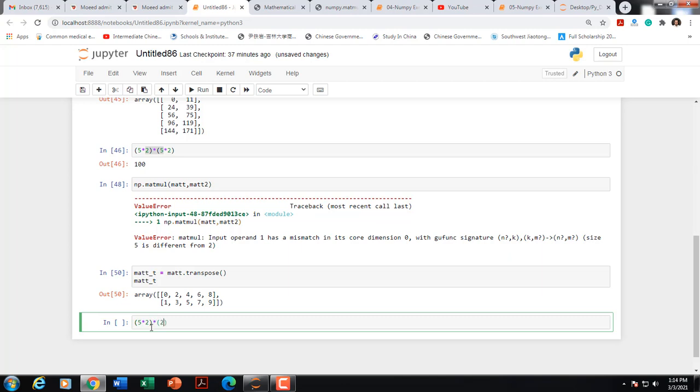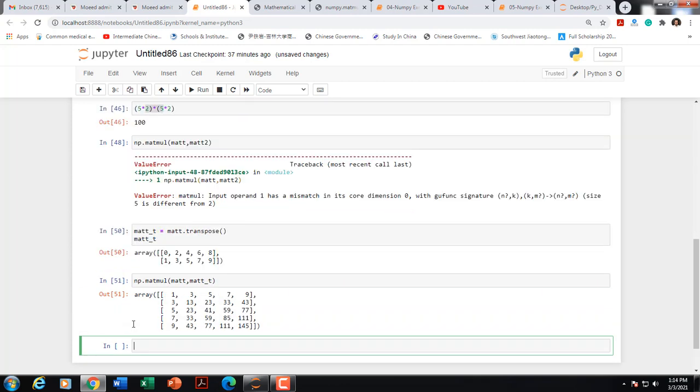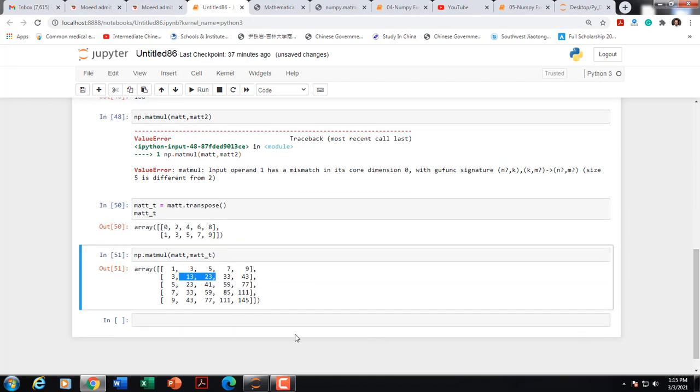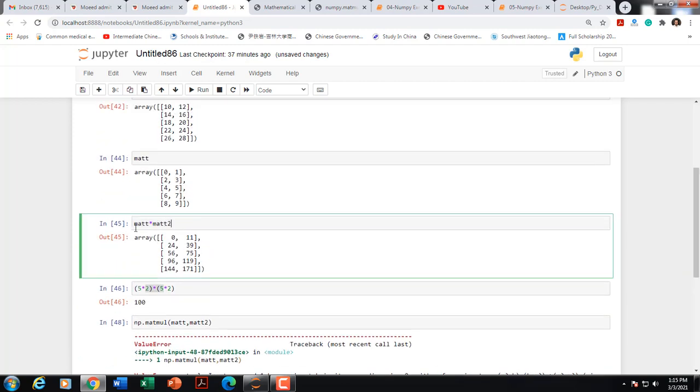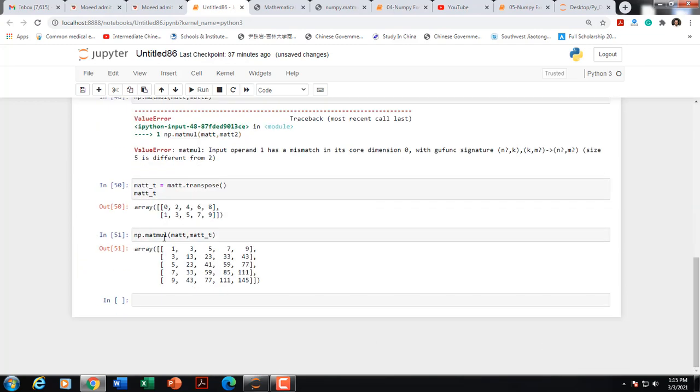Why? Because the number of columns of the first matrix is equal to the number of rows of the second matrix. And if I were to multiply them using the np.matmul command, I would get mat comma mat underscore t. I get a 5 cross 5 matrix. So this is how matrix multiplication is carried out in NumPy. The first multiplication was only on an element by element basis, but the proper way of multiplying matrices is carried out using the np.matmul command.